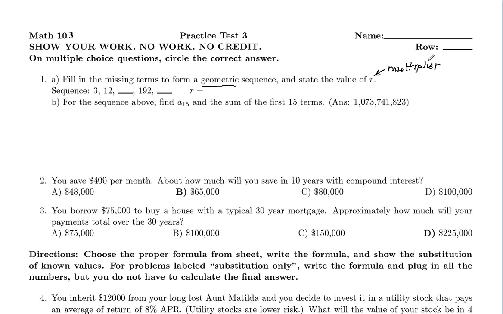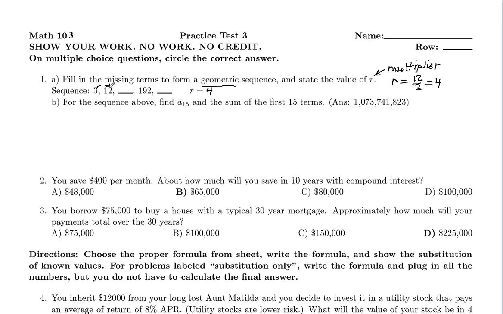The easiest way to find that multiplier is to take any two terms that are next to each other and divide one by the previous. Here we've got 3 and 12 next to each other. Going from 3 to 12 was just multiplying by 4, so our multiplier is 4. R is 4. If it's not easy to see, just take any term and divide it by the one previous. In this case, 12 divided by 3 is 4. If these end up being decimals, then that's still your multiplier. That's how you get it.